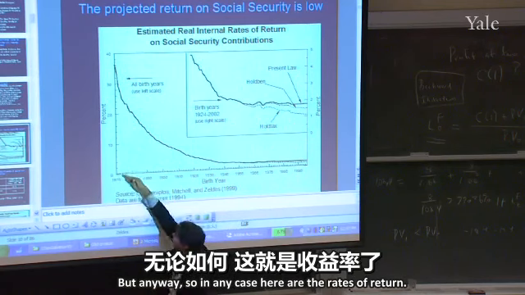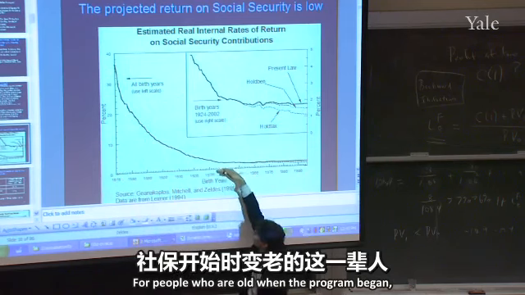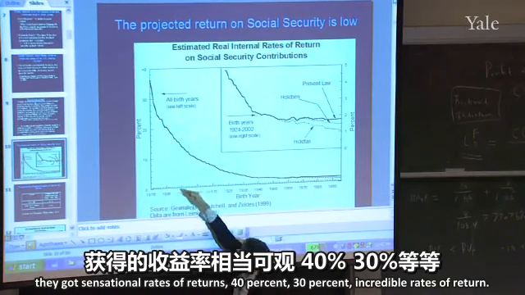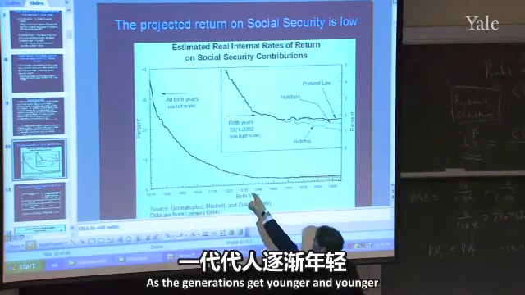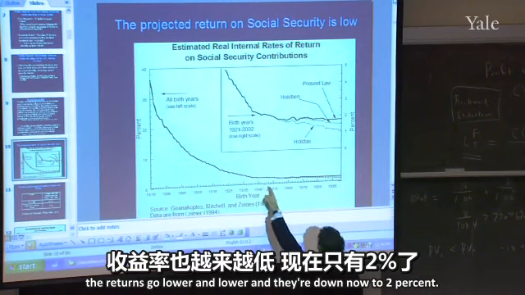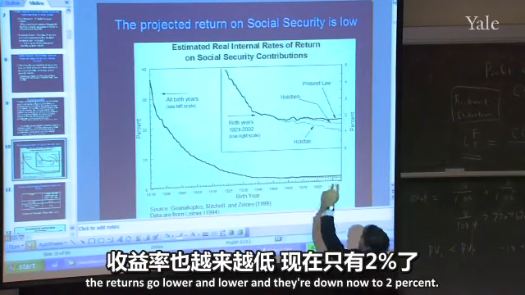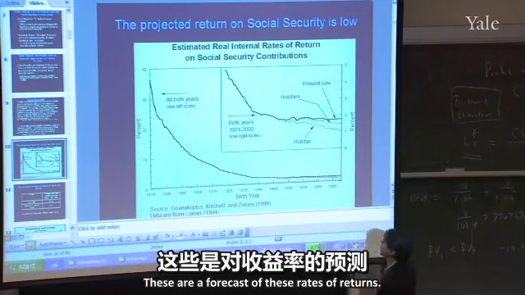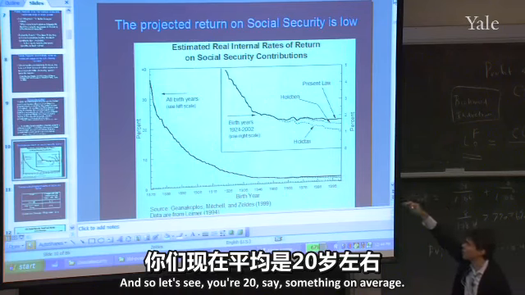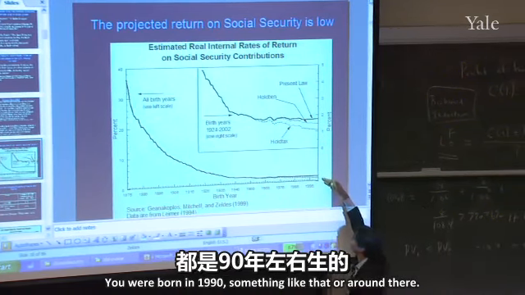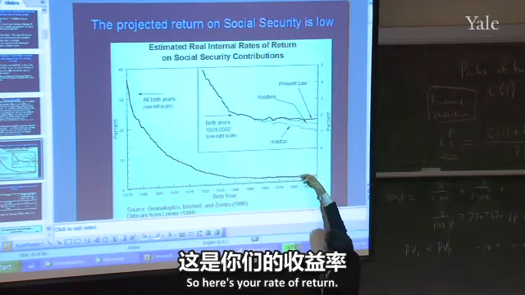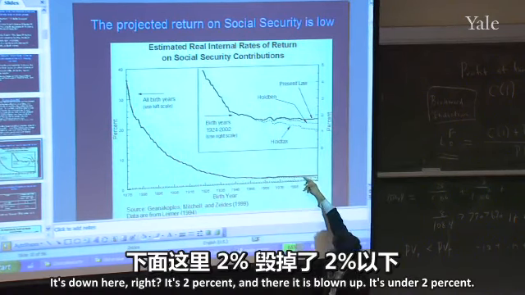But anyway, here are the rates of return. For people who were old when the program began, they got sensational rates of return, 40%, 30%, incredible. As the generations get younger and younger, the returns go lower and lower. They're down now to 2%. These rates of return are forecasted. So let's say you're 20, on average, born around 1990. Here's your rate of return. It's down here, right?